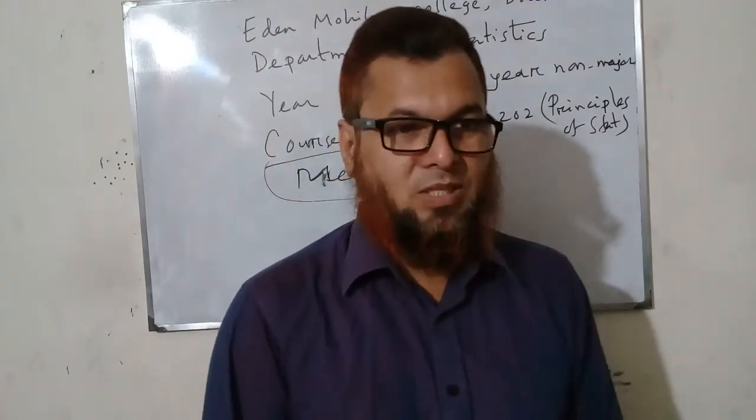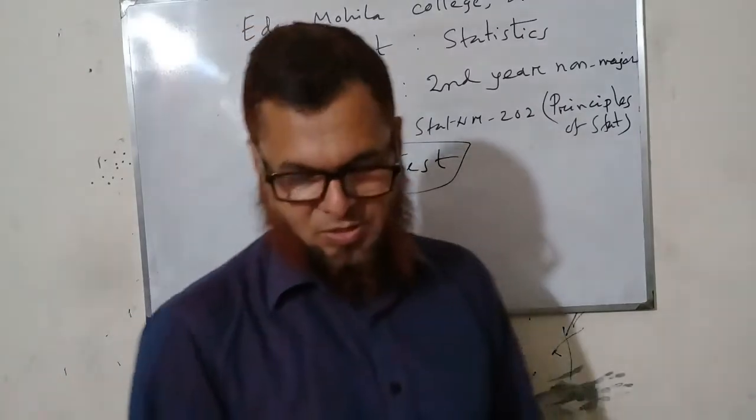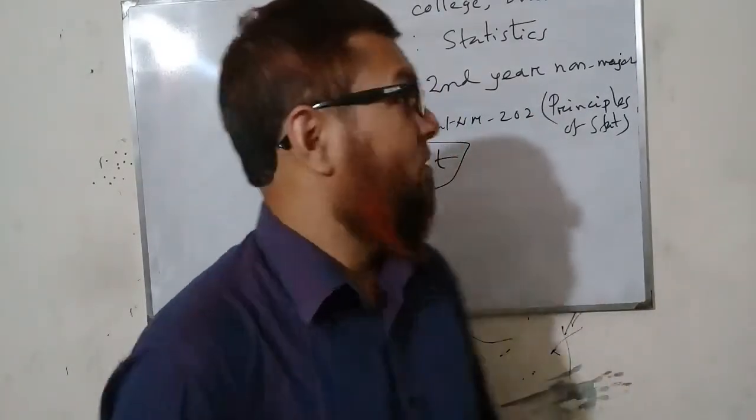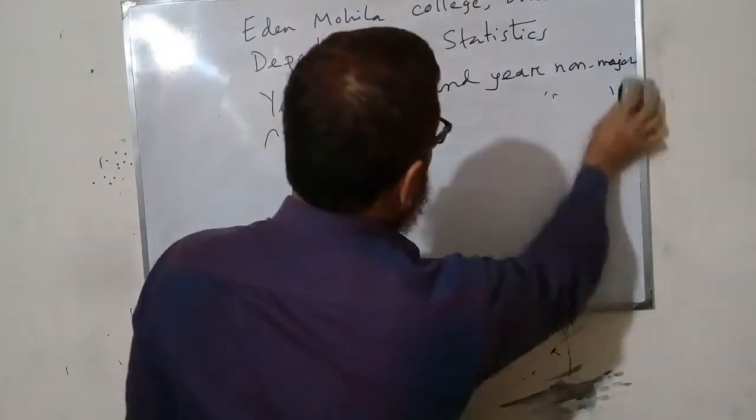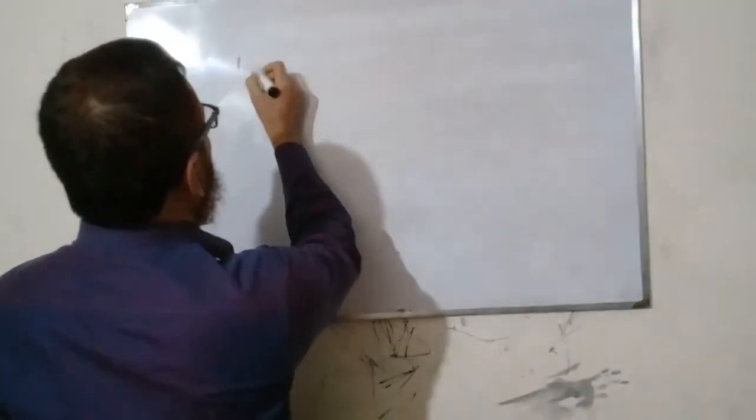Earlier I have discussed several mean tests. Mean tests are four types. That is single mean test or specified mean test, two mean test. Today I shall discuss test of equality of two means for paired observations, test of several means.